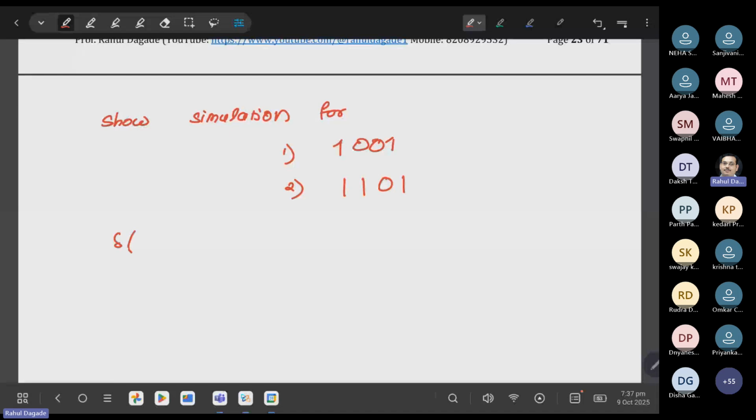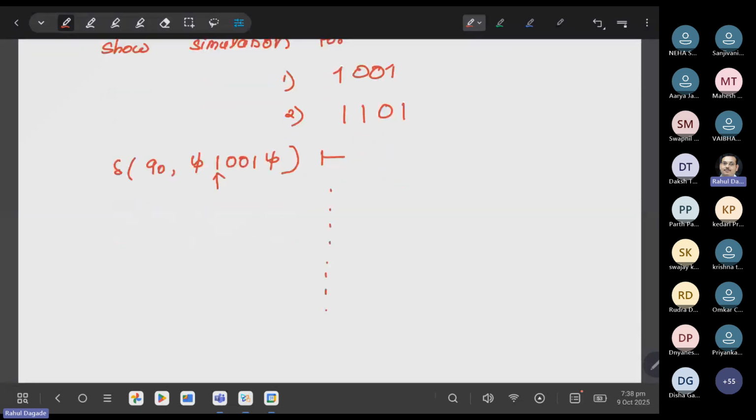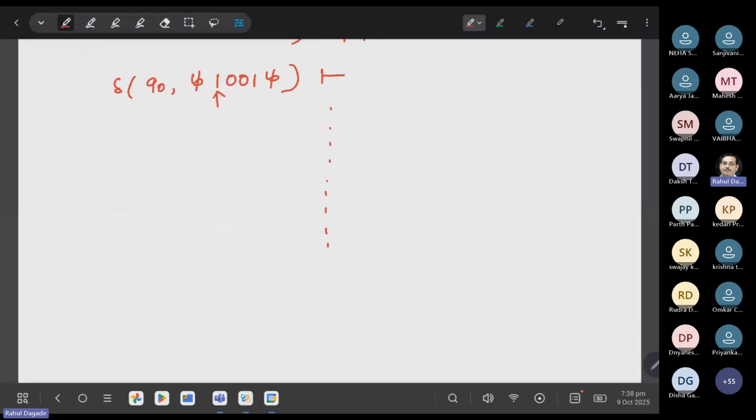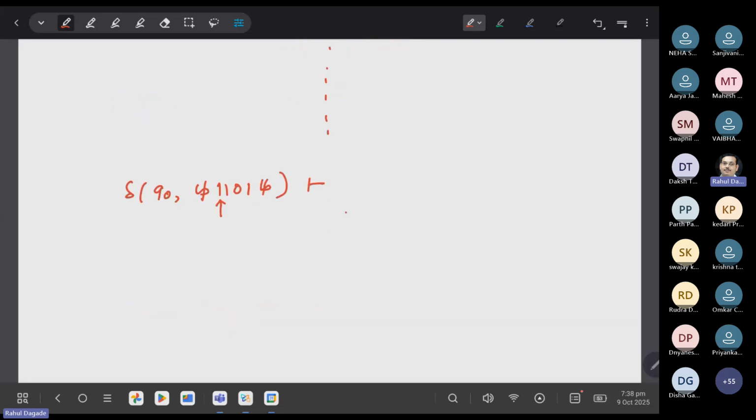So you start in delta Q0 blank 1 0 0 1 blank, initially the pointer is here. So show all the steps, show all the simulation. Similarly for the next input, delta Q0 blank 1 1 0 1 blank, the pointer is here. Also show where it goes and show all the moves.